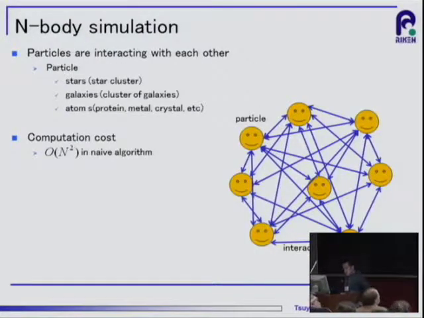In the N-body simulation, the system is composed of a large number of particles interacting with each other. For example, in a star cluster system, we can regard stars as particles. In a cluster of galaxies, we can regard galaxies as particles. In protein or crystal, atoms are treated as particles. The most important part of the computation is calculating the interaction between particles.